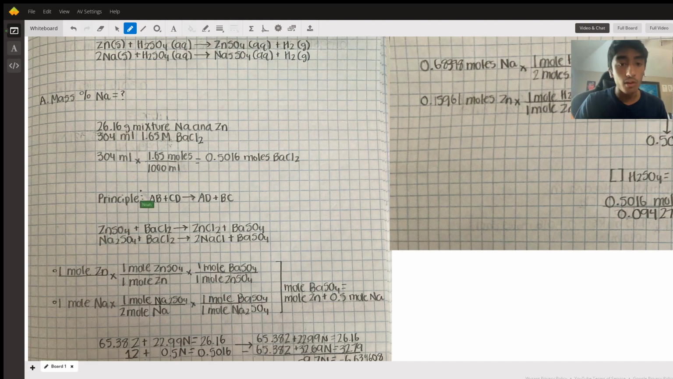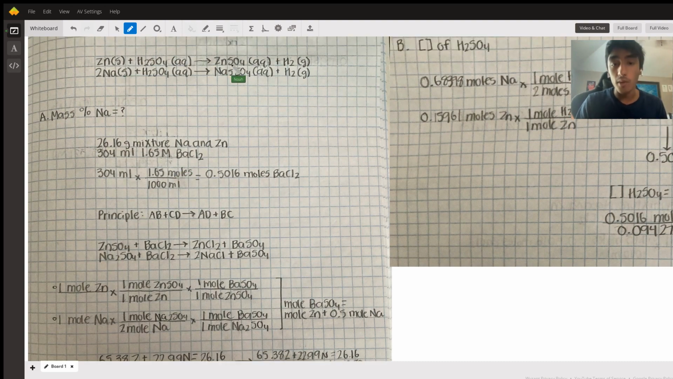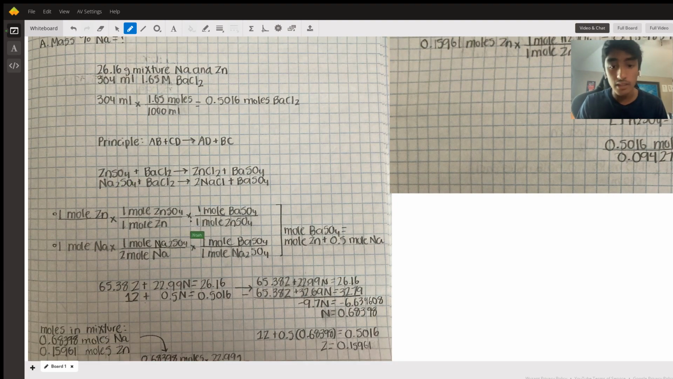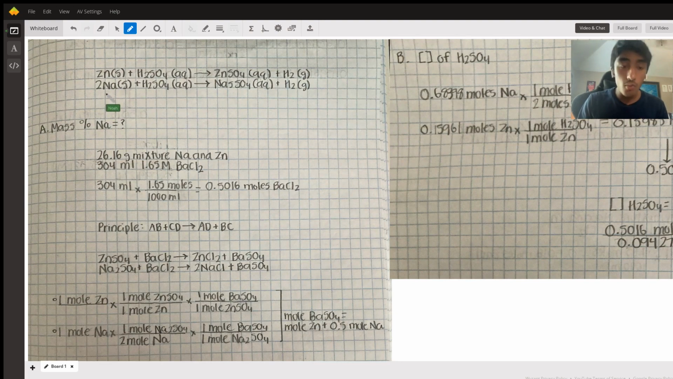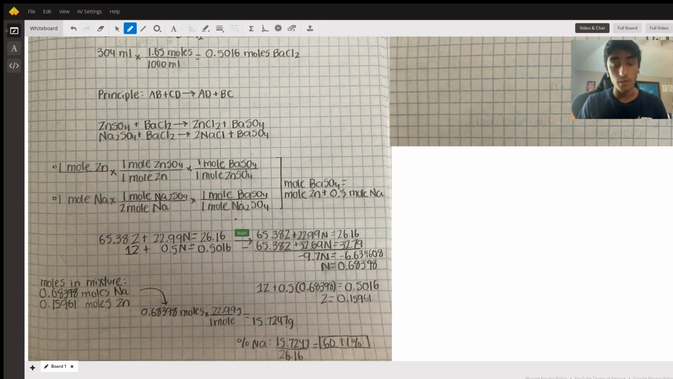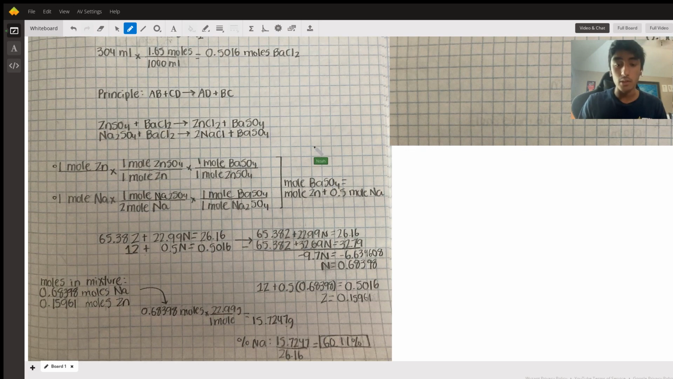So we know that 1 mole of zinc, as given by this equation, is related to 1 mole of zinc sulfate. And then 1 mole of zinc sulfate is related to 1 mole of barium sulfate. And that's shown right here. Next, 2 moles of sodium is related to 1 mole of sodium sulfate. And then 1 mole of sodium sulfate is related to 1 mole of barium sulfate. And that relationship is shown here. So the total moles of barium sulfate is equal to the moles of zinc and then half the moles of sodium. The reason it's half is because we have 2 moles of sodium that yield 1 mole of barium sulfate. So to find the moles of barium sulfate, we just halve the amount of sodium, right? So that is how we relate the two metals with barium sulfate.